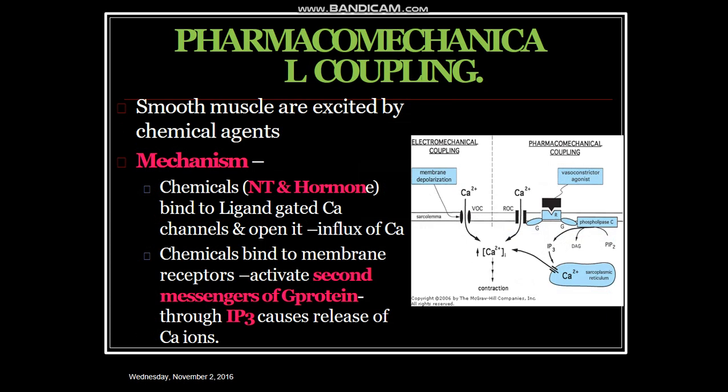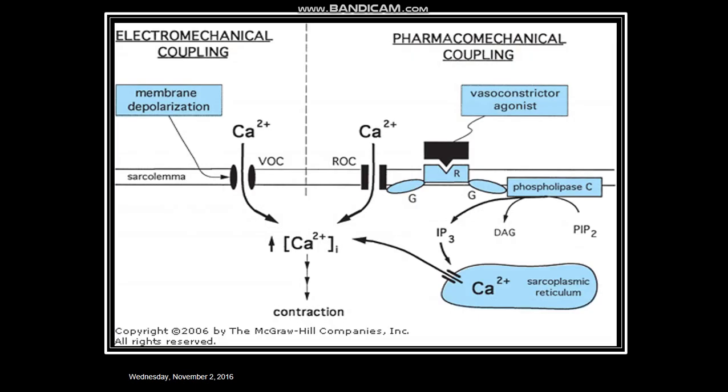G proteins have a seven-fold structure and three units, alpha, beta and gamma. Alpha is very much active, which is separated, and it causes various pharmacologic functions on the membrane. Many channels are opened, many kinases are activated because of the G protein, which can be stimulatory as well as inhibitory. Looking here, membrane depolarization, the calcium, sarcolemma, then contraction, sarcoplasmic reticulum.